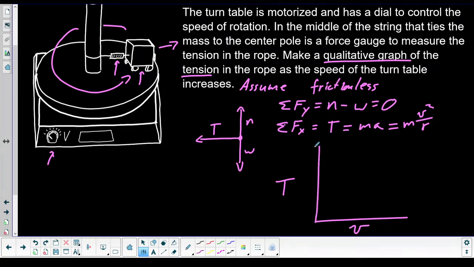Let me just make that a little more vertical looking. Okay. So we just basically want to know, what is the relationship between tension and velocity? Well, tension equals something with velocity squared. What do squared functions look like? They're parabolas, they're quadratics. So our tension is going to look like that, like a parabola.